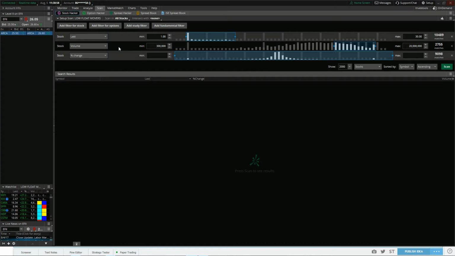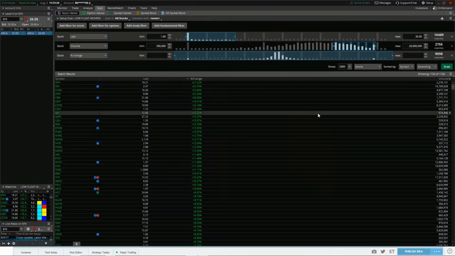Low float is typically going to be between 10 and 20 million shares available as a cap. So I use 20 million because I want to get a little more out of the scan. And then you can set a minimum or maximum percent change if you want. I don't have anything in there because I want to be able to see both high and low. So I'm gonna go ahead and run the scan.